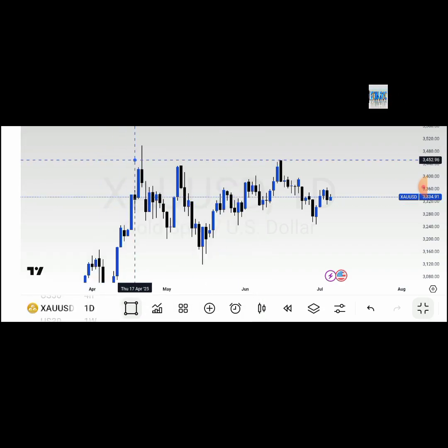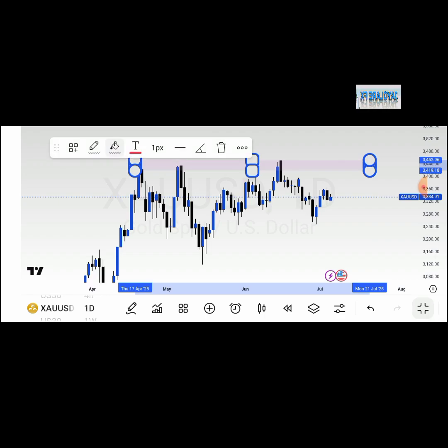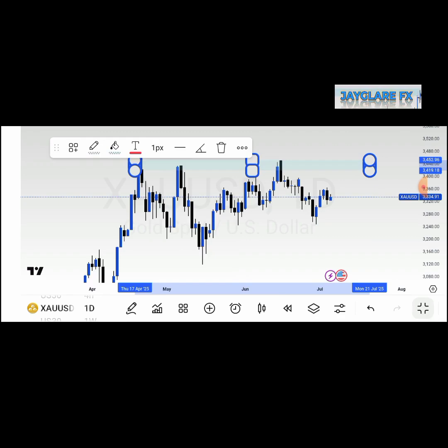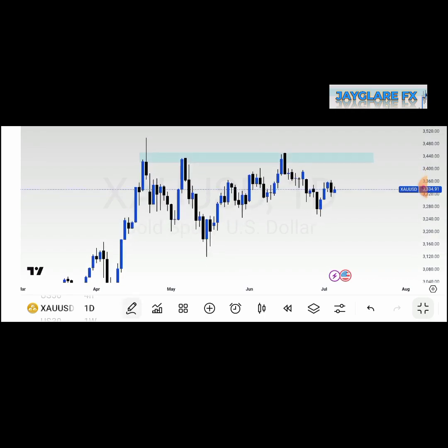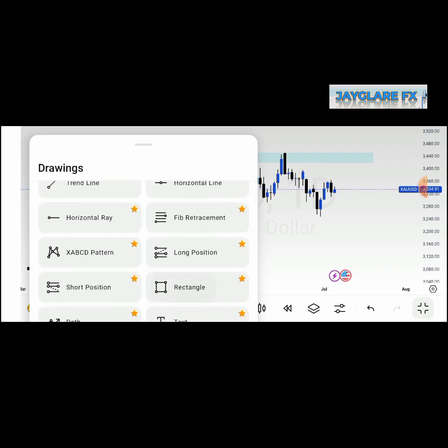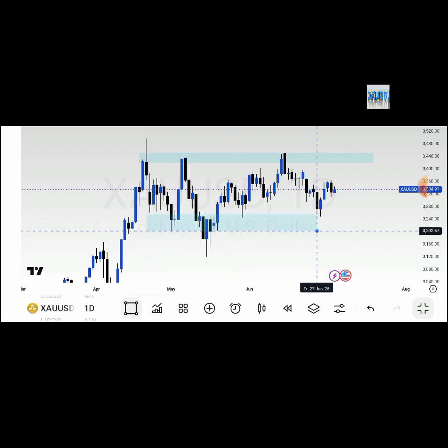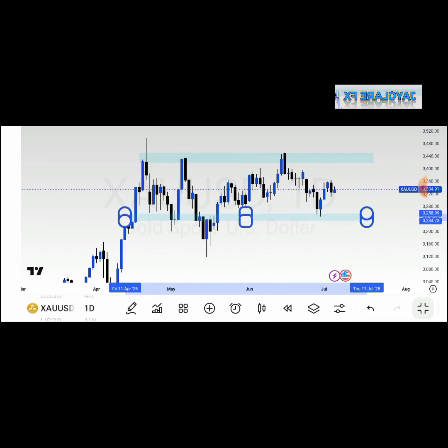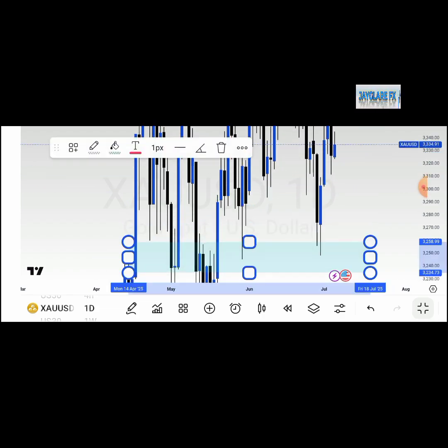So gold has been respecting this point. All right, gold has been respecting that point. Let's change the color to blue. As you can see, gold has been respecting that point, and gold has also been respecting this point on the daily time frame. These points, this support level. All right, so gold has been respecting this support level on the daily time frame.